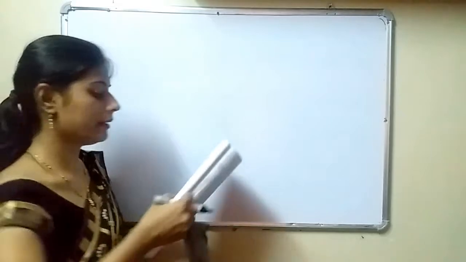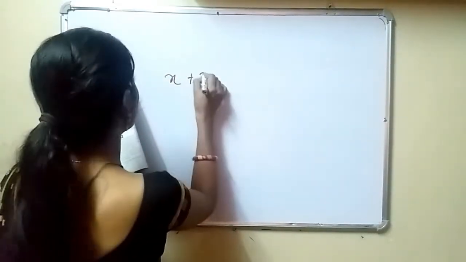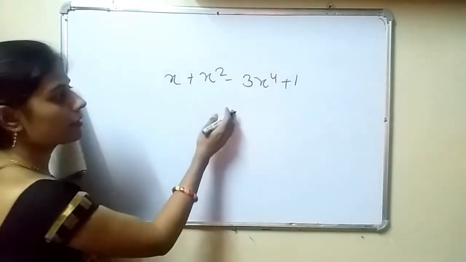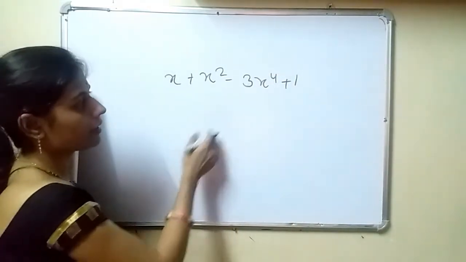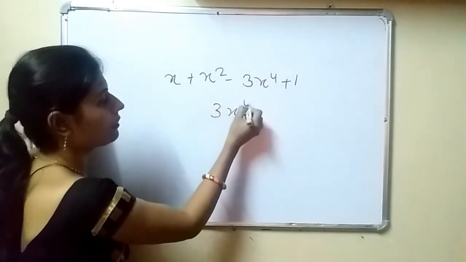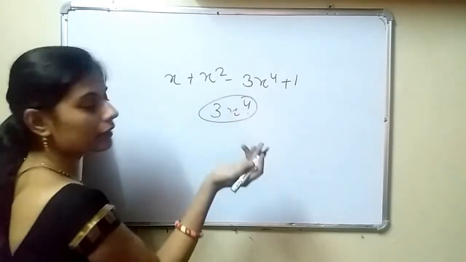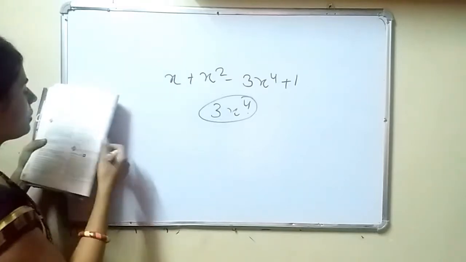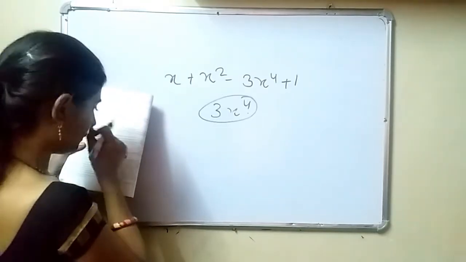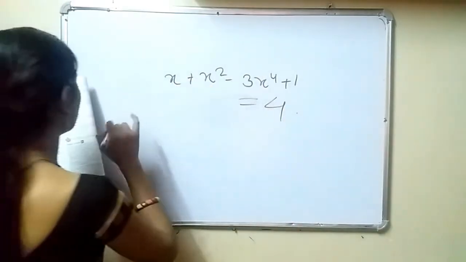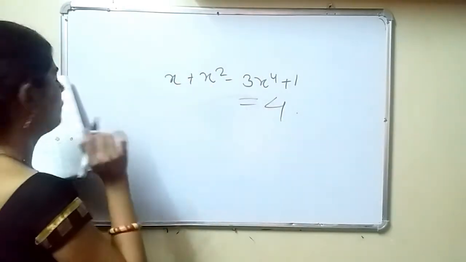See example number 19. x plus x square minus 3x to the power 4 plus 1. Which is the highest power you can see here? Yes, this one, 3x to the power 4, because this is your highest power, 4. Nothing is there to add. So what is your answer here? 4 is the answer. The degree of this polynomial is 4.